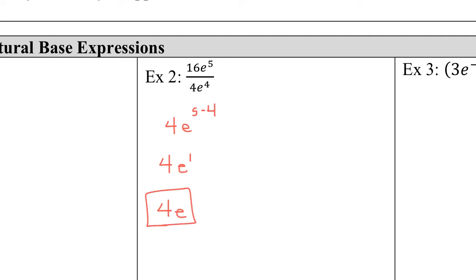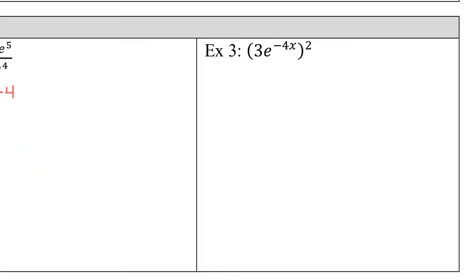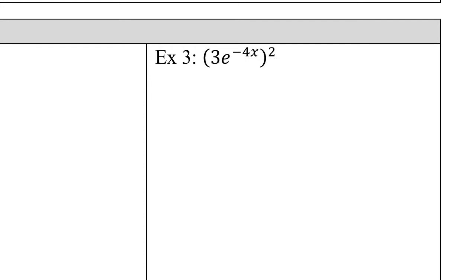Now again, this is an actual number. It's not a variable. So example 3. 3e to the negative 4x power, all squared. Now we have a variable in here. We have an x. That is an unknown value. E is not unknown. E is about 2.718.